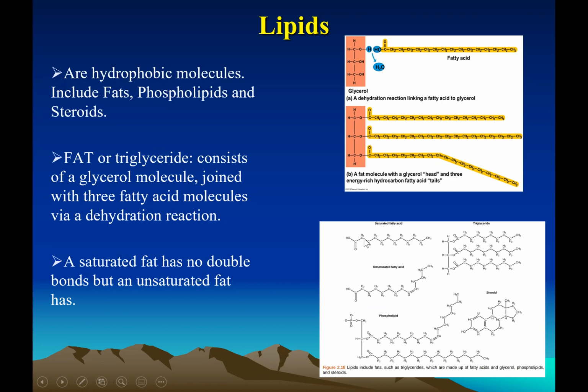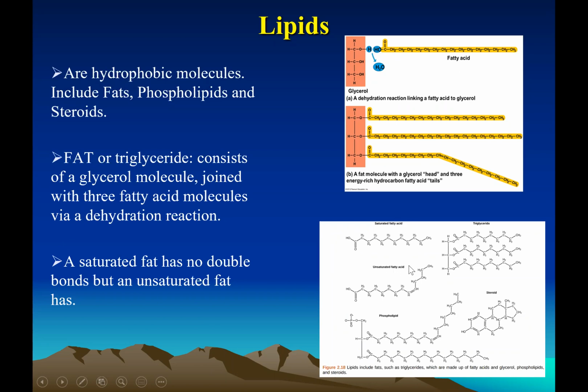For example, your butter is saturated. So what happens is when something is saturated, it's solid at room temperature. And these are the ones that are harmful for health because they can clog up our arteries.